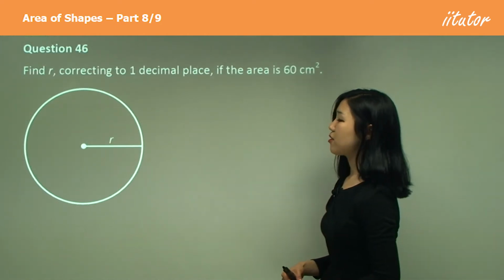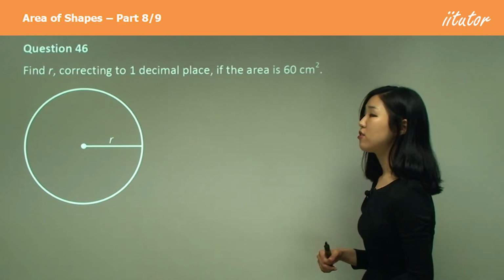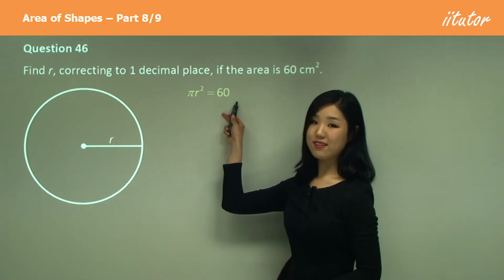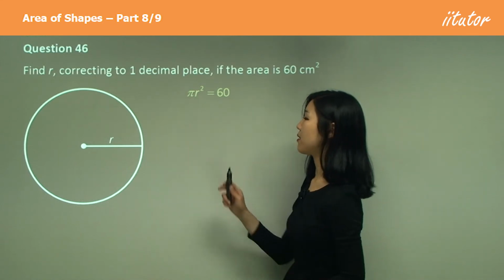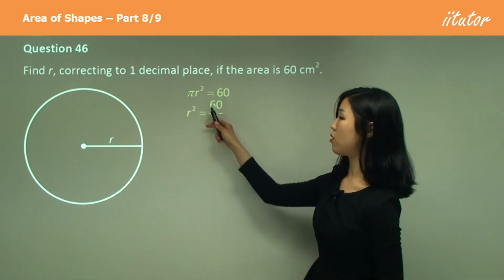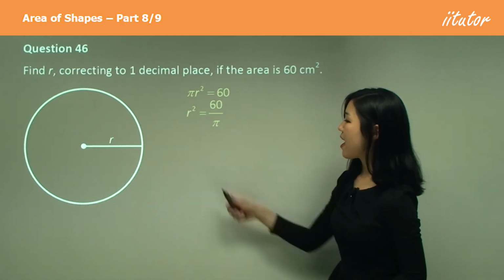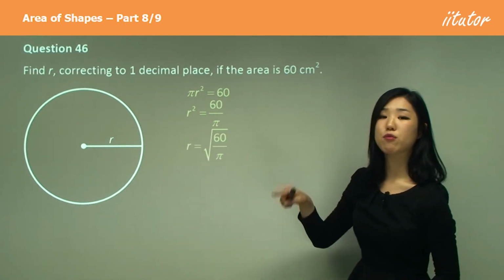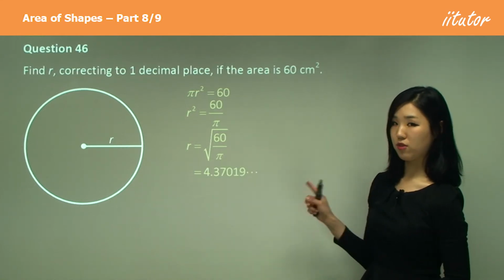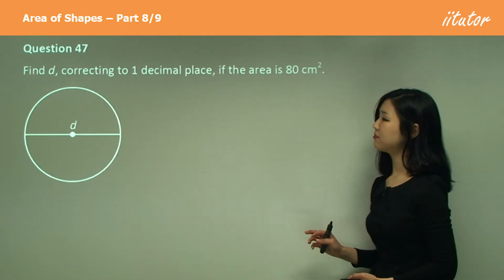46, find r. So we want to find the radius this time, and they give you the area is 60. So just put it into your formula. Pi r squared is going to be 60, isn't it? So now we have to calculate what r is. So r squared, you simply divide by pi, because I don't want pi r squared, I just want r, right? So you divide by pi first, and then to get r, we have to square root it. Plug that into your calculator to get that. So please check if you get that. To 1 decimal place, that's your answer.